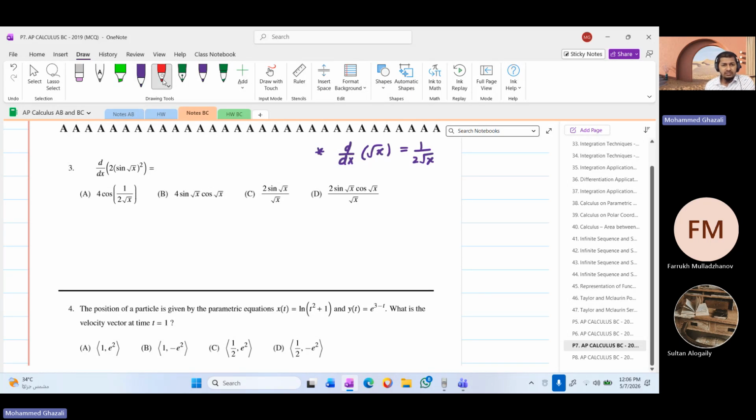Anyway, let's find the derivative of this. So we will apply the chain rule. 2 times 2 is 4, right?